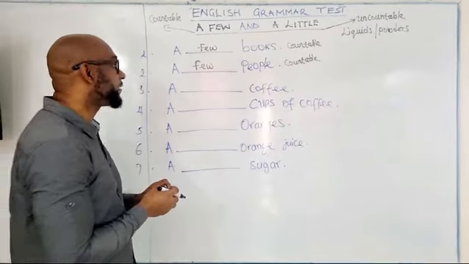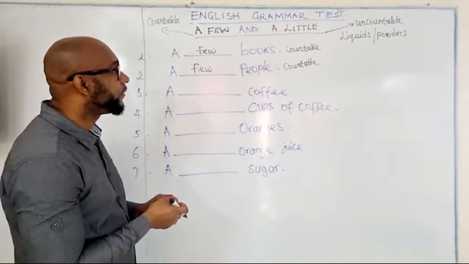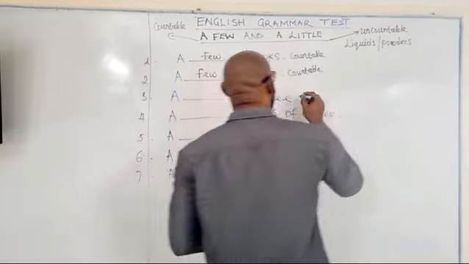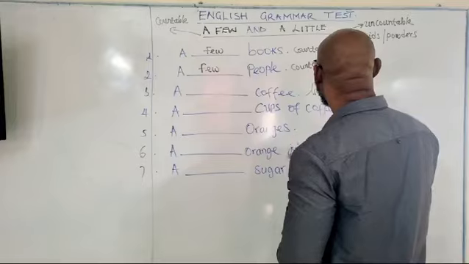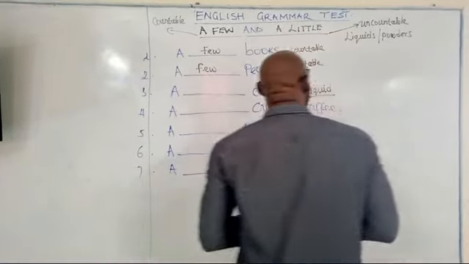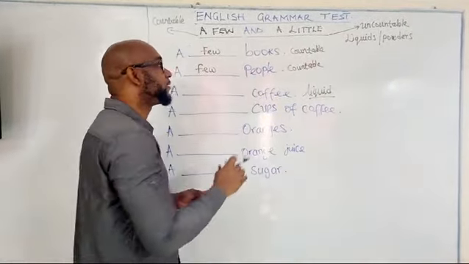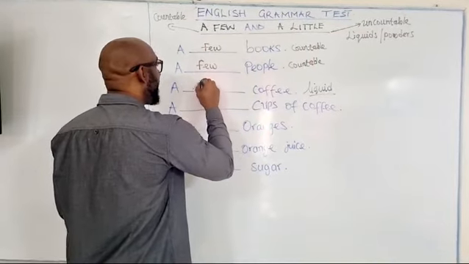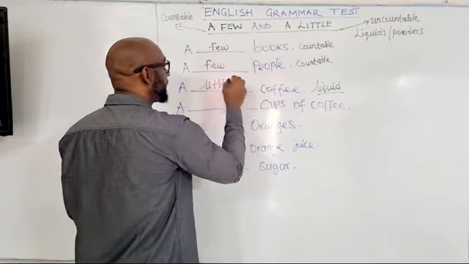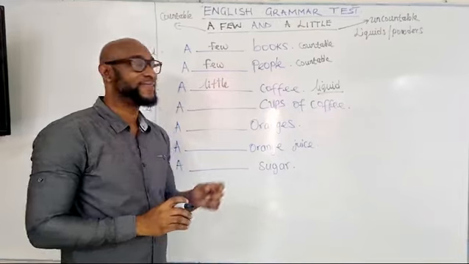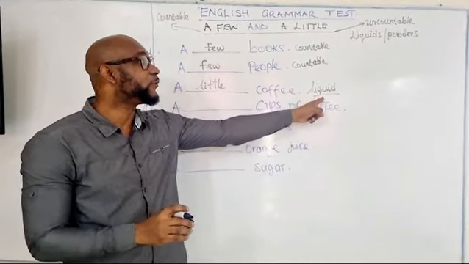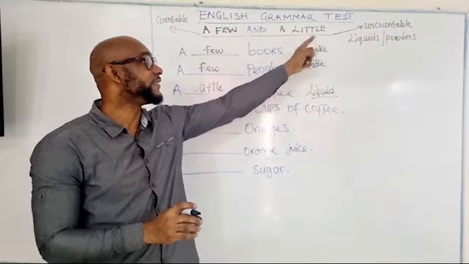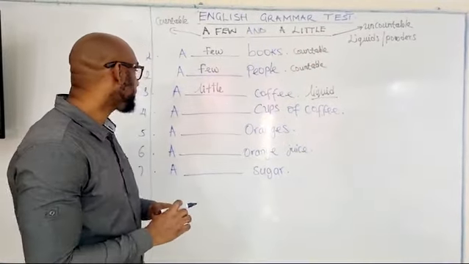Alright, we go thirdly to coffee. Coffee. Now, coffee is a liquid. So we don't count liquids, they are uncountable. So we say "a little coffee." A little coffee, because it's liquid, and liquids go with "a little," uncountable.